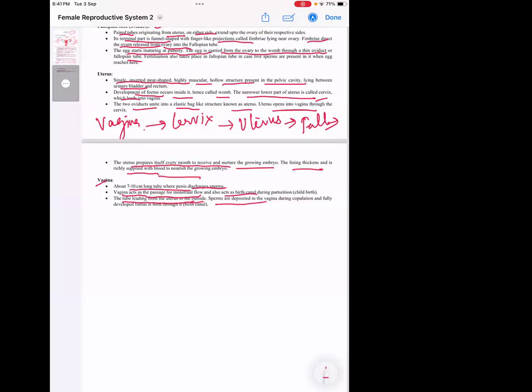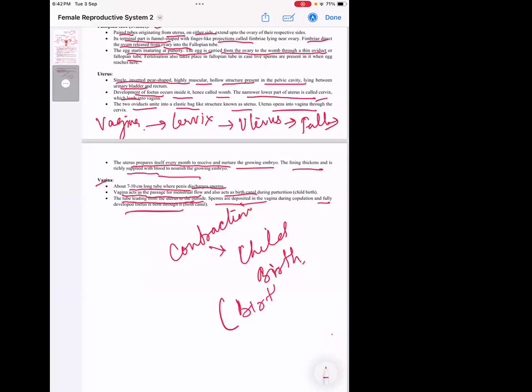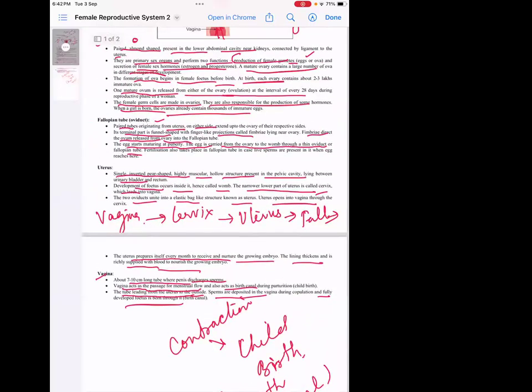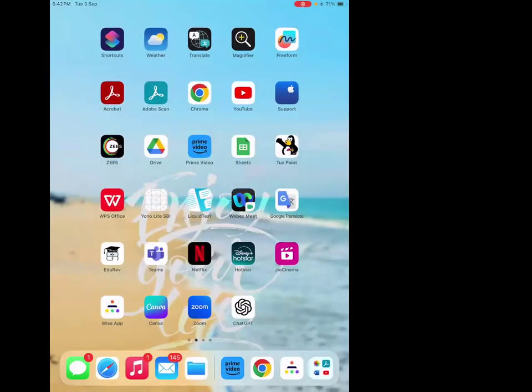So what happened? Whenever this contraction is there in the vagina, because of this contraction during the pregnancy time, the childbirth will be there through the vagina, and that is why sometimes it is called the birth canal. Why? Because it is responsible for bringing the child out of the body of the female. Fine. So these are the parts of the female reproductive system.